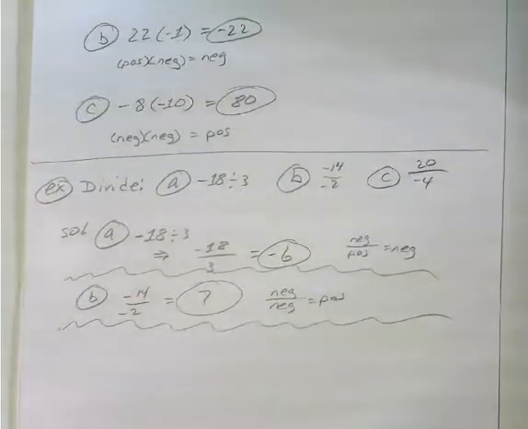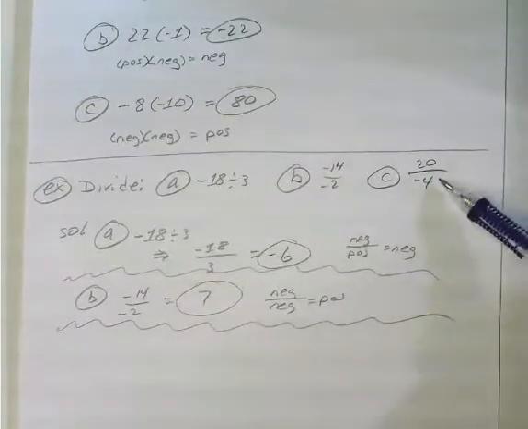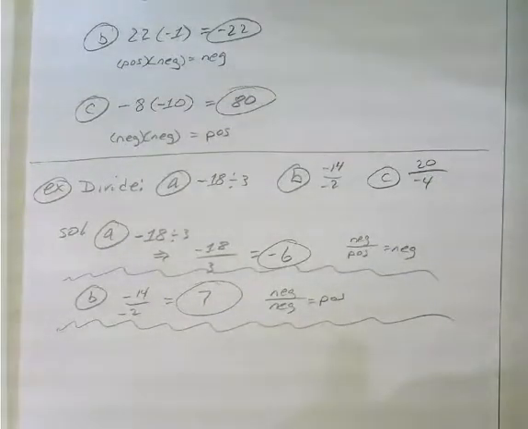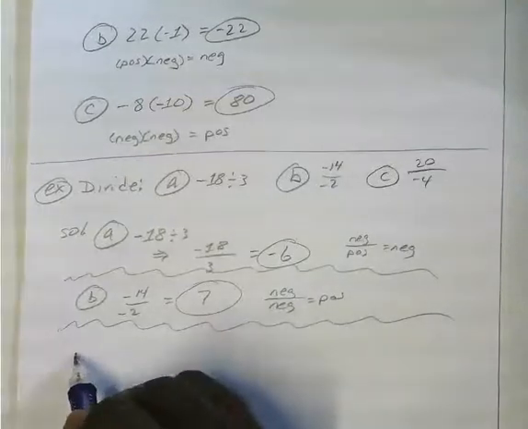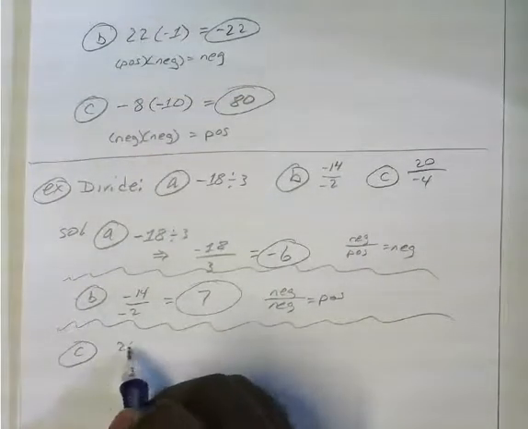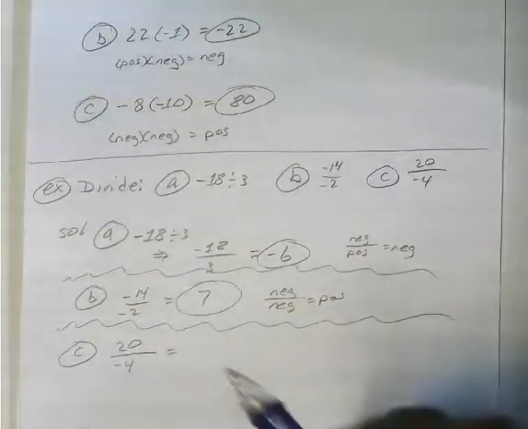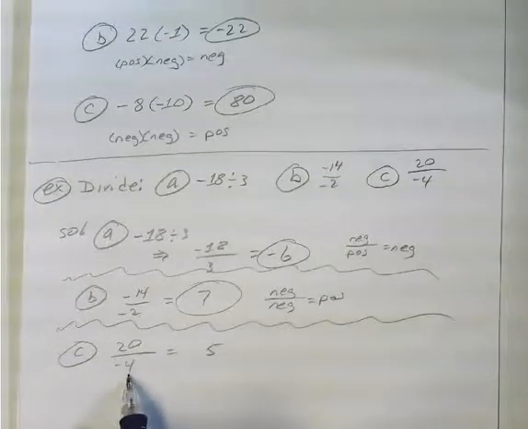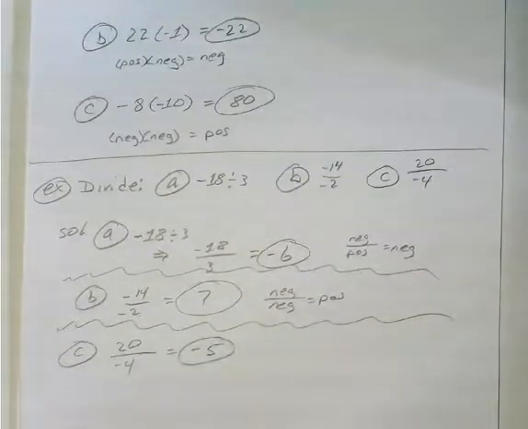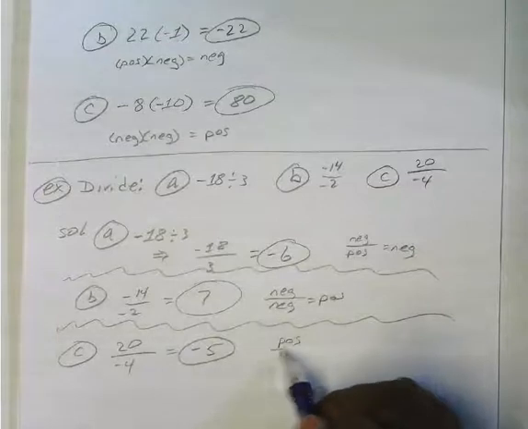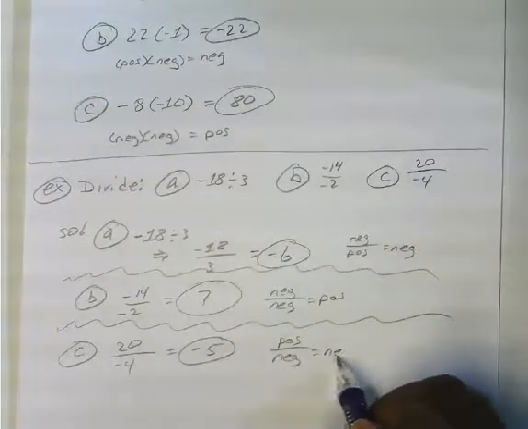So just like before, I want you to press pause. I want you to try problem C. Assuming you pressed pause and you worked it all out, you have problem C. So we have 20 divided by negative 4. Now 20 divided by 4 is 5. Positive divided by negative is negative.